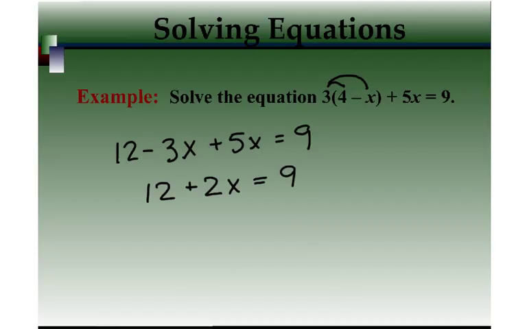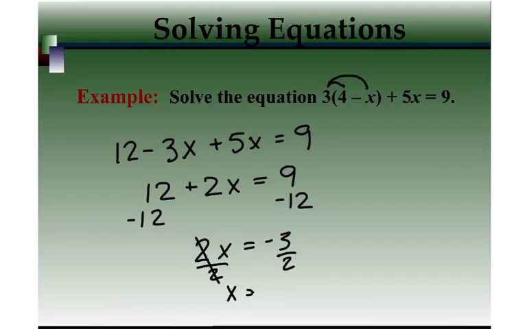So now, in order to solve for x, we have to isolate x on one side of the equation. And in order to do that, we have to subtract our 12 on both sides. So when we do that, we get 2x on this side of the equation equals negative 3. Now, using that division property, we can divide both sides by 2, and we get x all by itself equal to negative 3 over 2. And that is our solution.